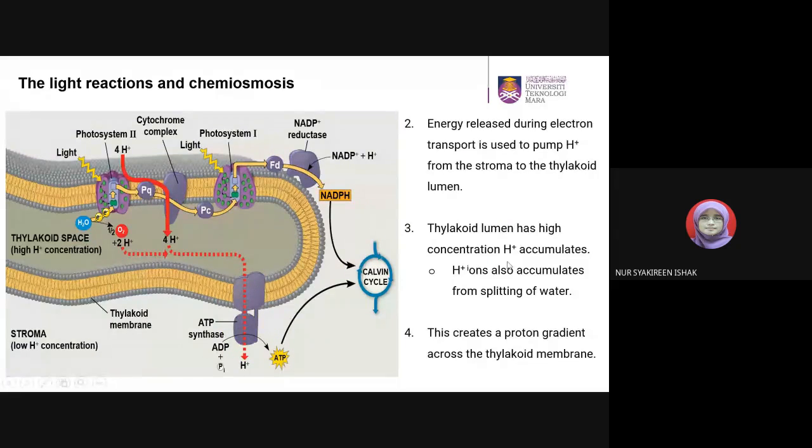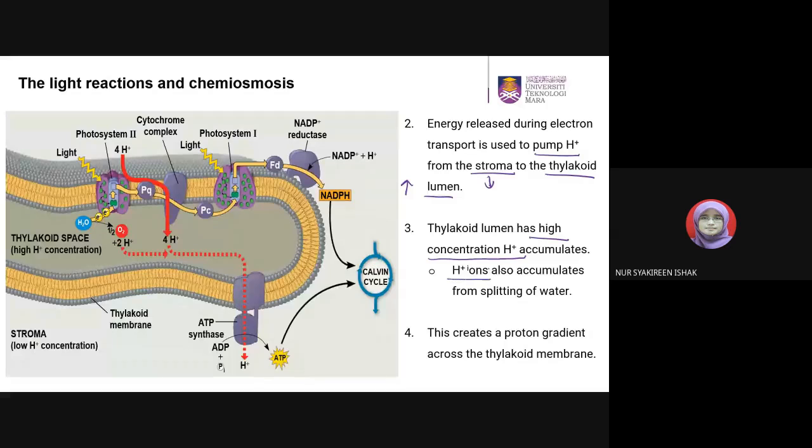Okay, so energy released during electron transport is used to pump hydrogen ions. Pump is active transport from the stroma into the thylakoid lumen. Stroma, low concentration of hydrogen ion. Thylakoid lumen, high concentration of hydrogen ion. So it is a type of active transport. So the thylakoid lumen has a high concentration of hydrogen ions that accumulate in the thylakoid lumen.